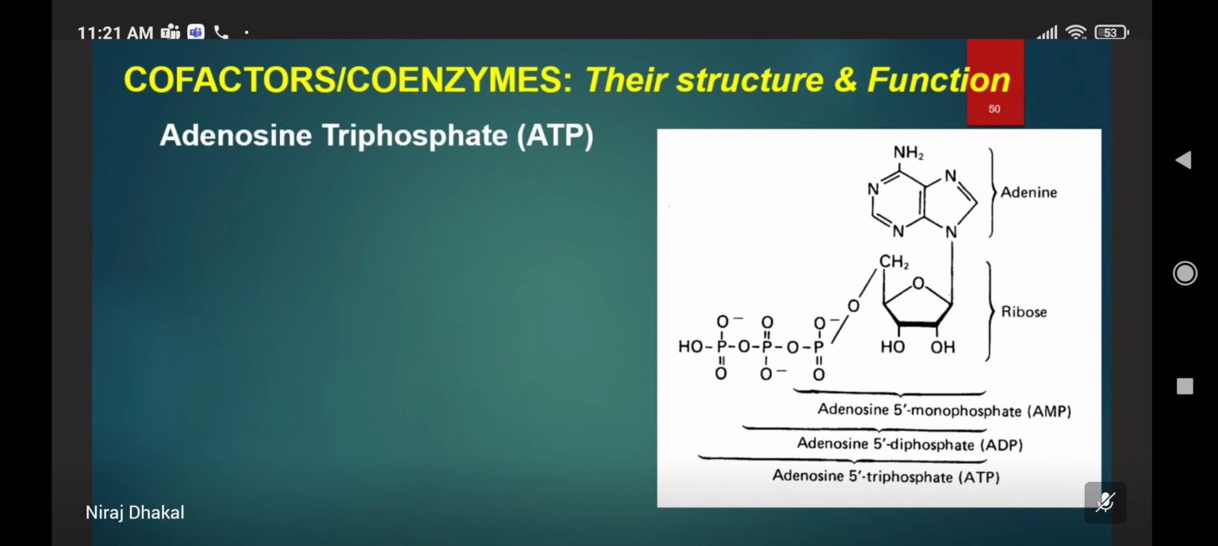As you know, ATP is a universal energy currency. It carries a large amount of energy, which is released upon hydrolysis, and that energy is used to catalyze the condensation reaction, usually when bonds have to be formed.